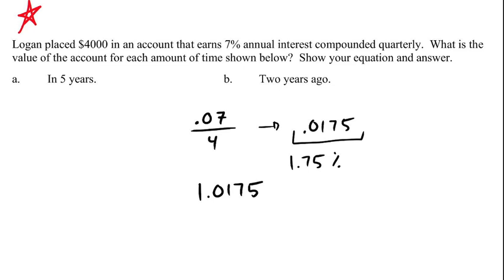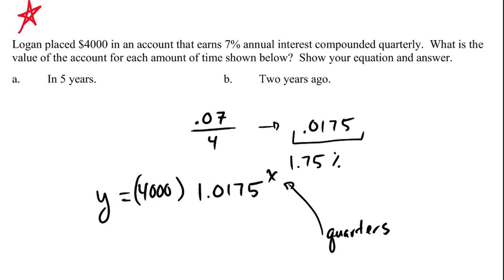So my equation is going to look something like this. If y is the amount of money, right, I've got an initial deposit of $4,000 times 1.0175 to the x power. Now, the important thing to recognize here is that x is quarters. So if I want to know what the account is worth in 5 years, that 5 years is 5 times 4, it's 20 quarters. And that just means a fourth of a year, not 20 quarters that you would put in a vending machine.